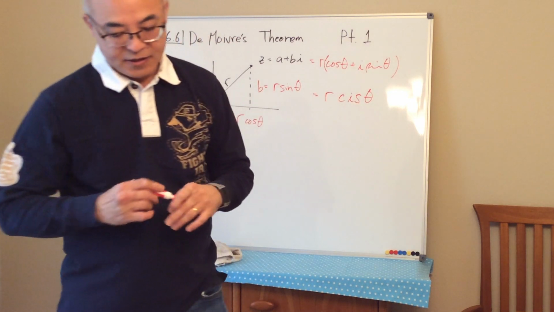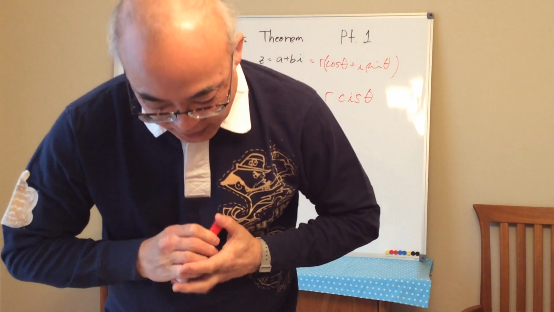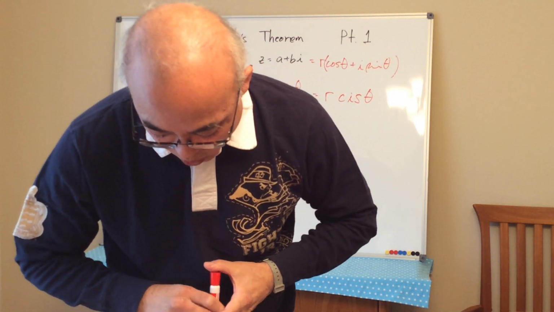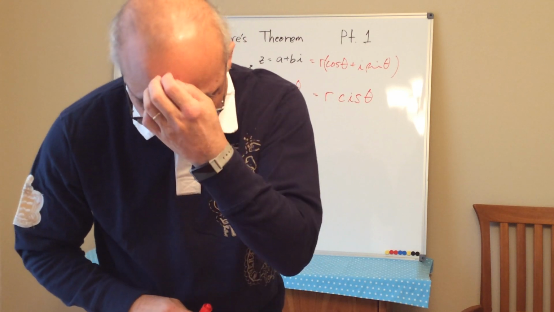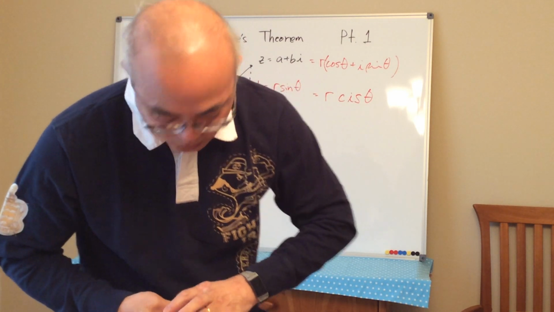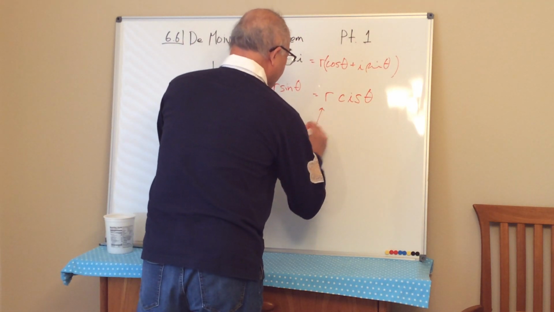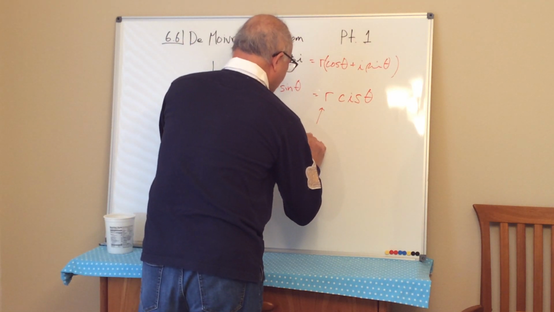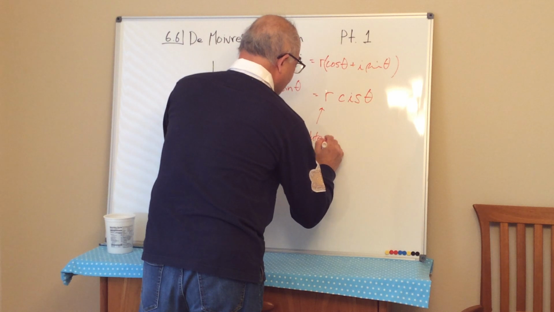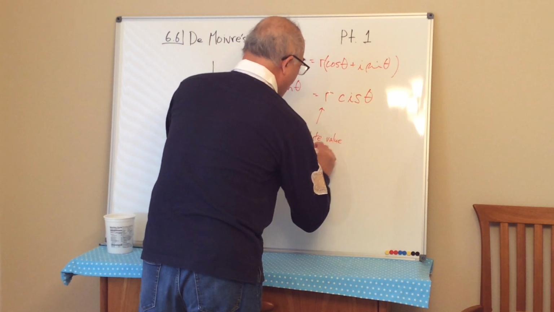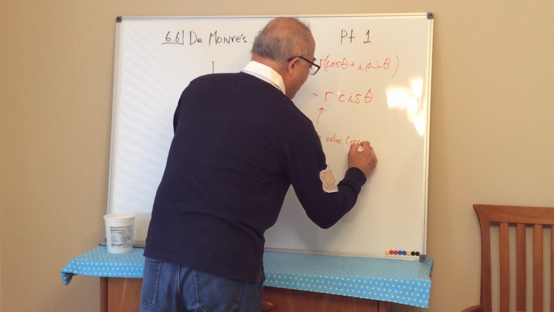All right, so if you go to page 504, it shows a definition of the polar form, where r is called the modulus, or absolute value.